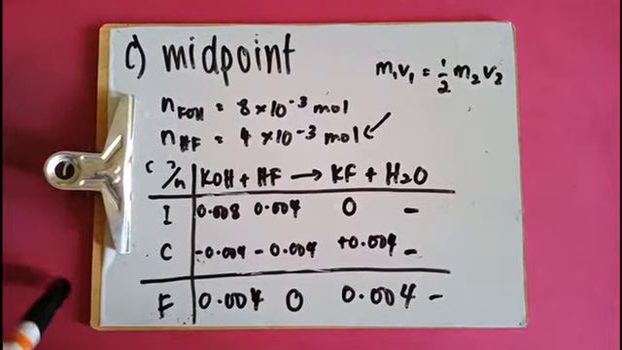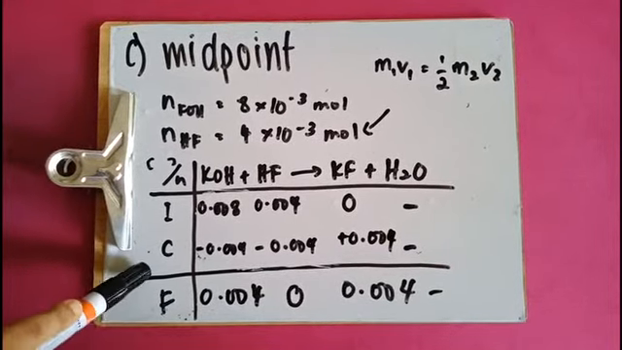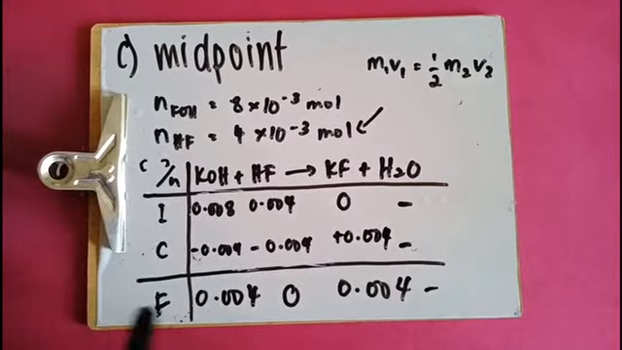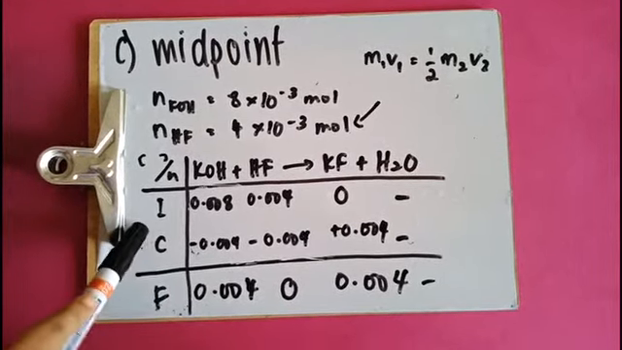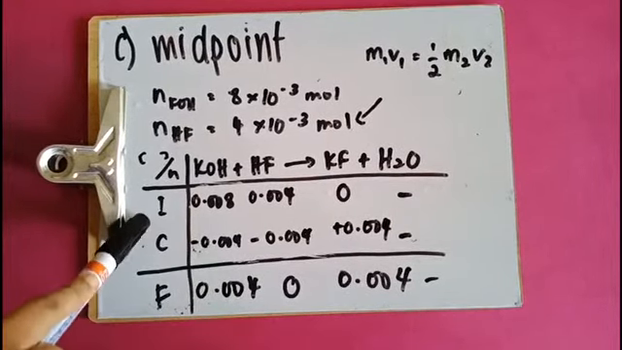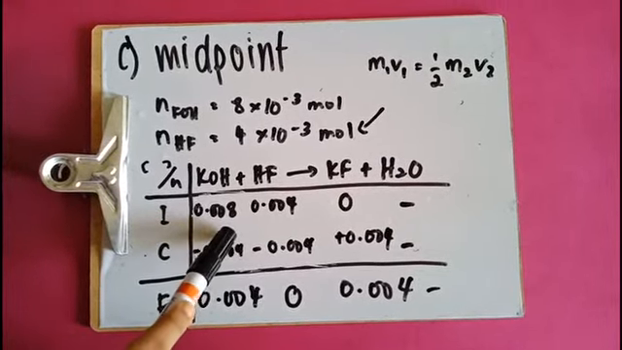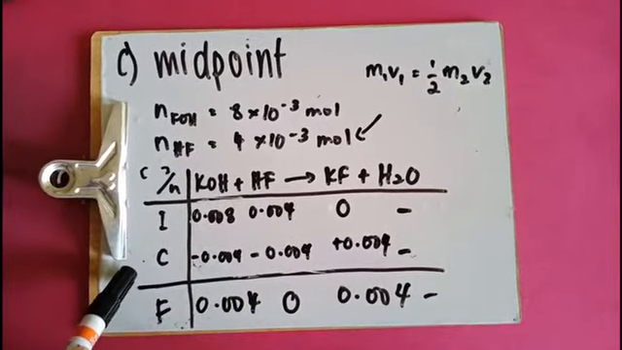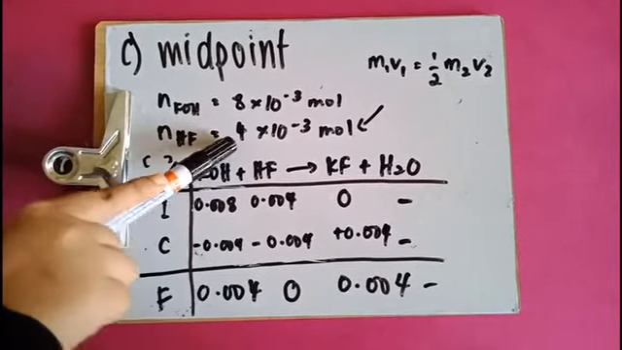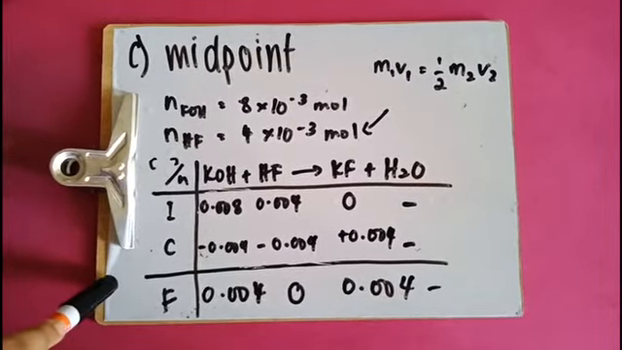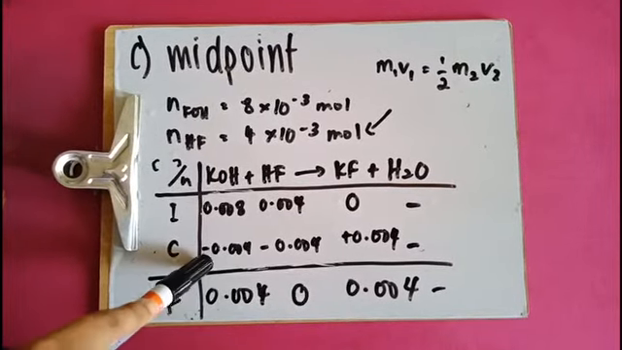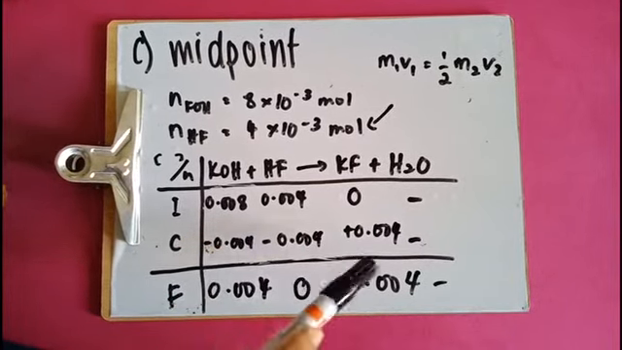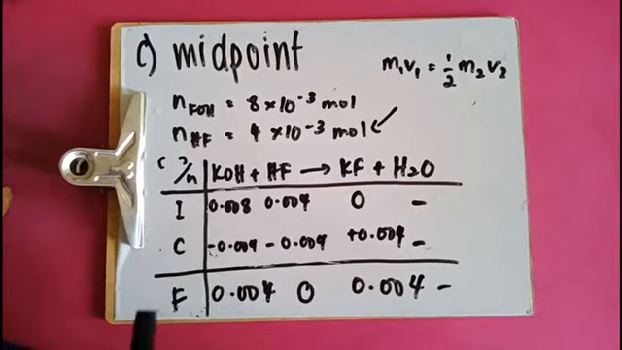So, like usual, we build an ICE table for the moles of KOH and HF. For the initial, the moles of KOH is 0.008, HF 0.004, and the product is 0. For the change, since HF is the limiting reactant, we minus 0.004 from each reactant, and at the product we plus 0.004, and we get the final like this.